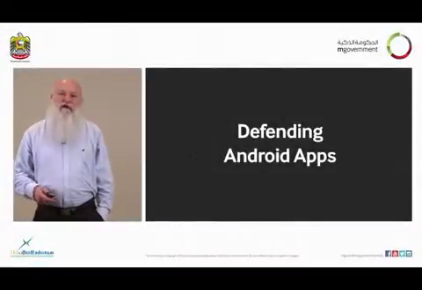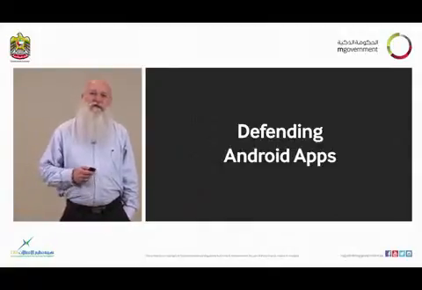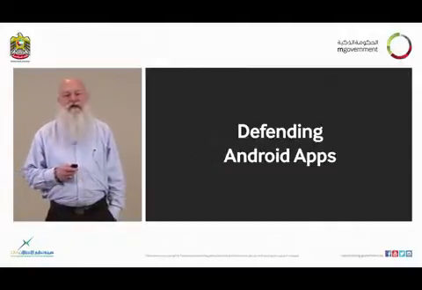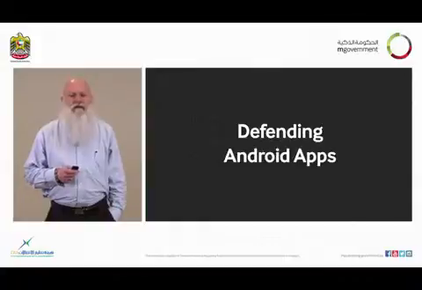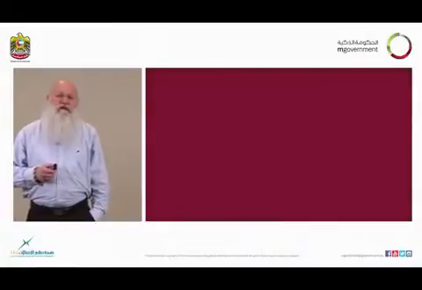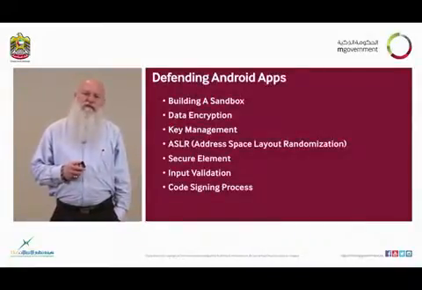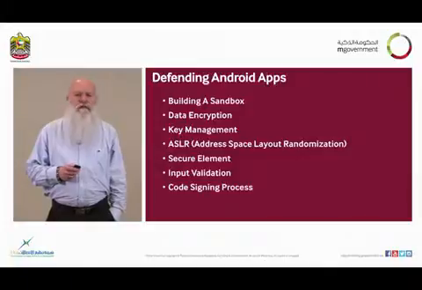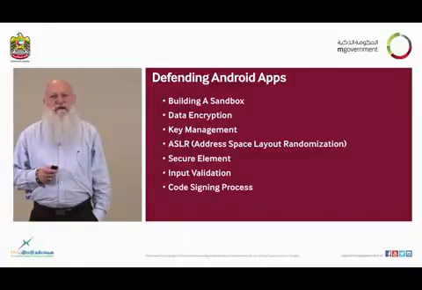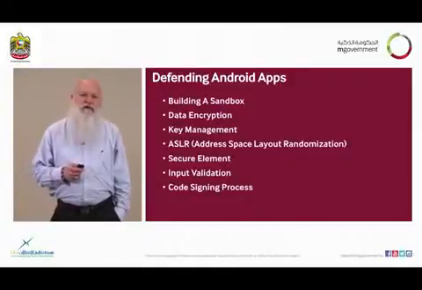Now that we've looked at the basic architecture of the Android system, let's look at defensive mechanisms for Android applications. We want to understand the security features of the Android operating system, discuss data encryption and key management, and understand the basics of the code signing process. We'll discuss the notion of a sandbox, data encryption, key management, address space layout randomization to defend against buffer overflow vulnerabilities, an item in the hardware present on some Android phones called the secure element, the concept of input validation, and code signing.